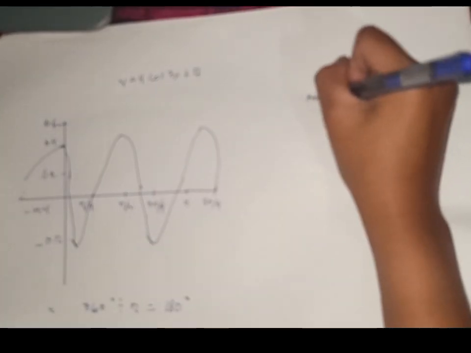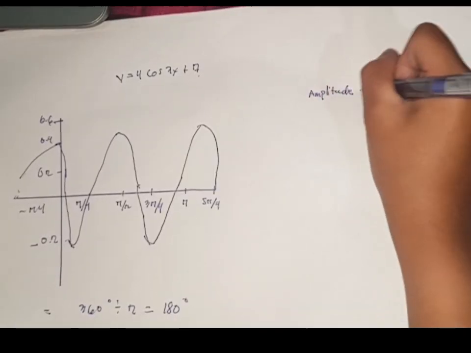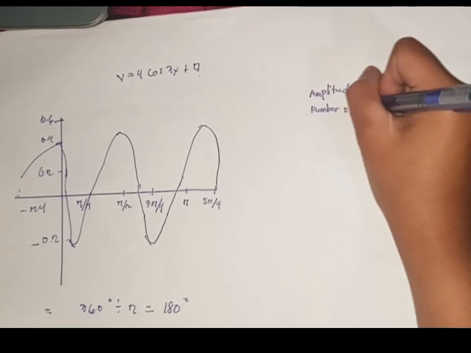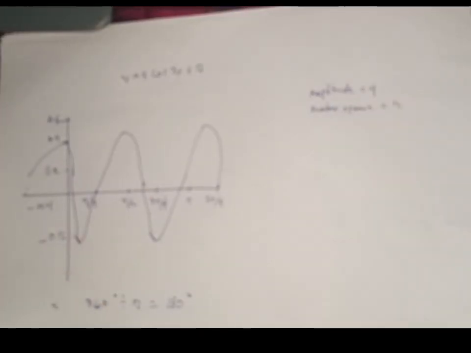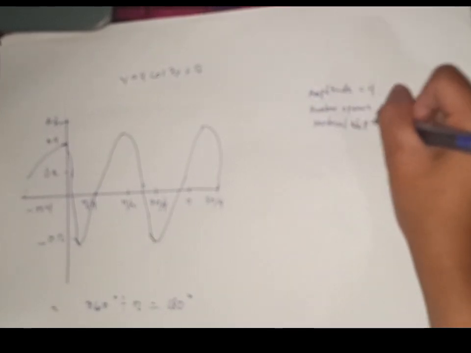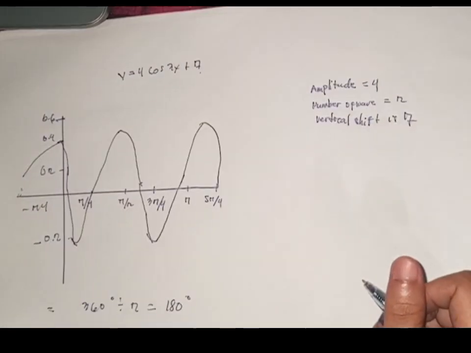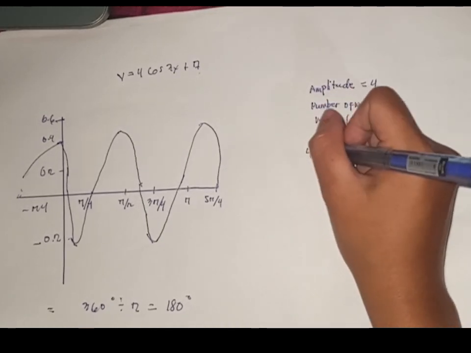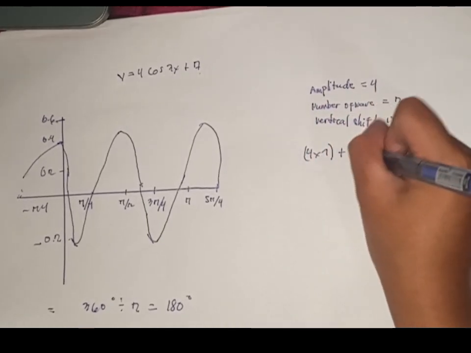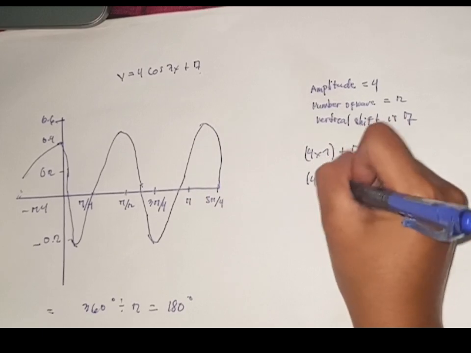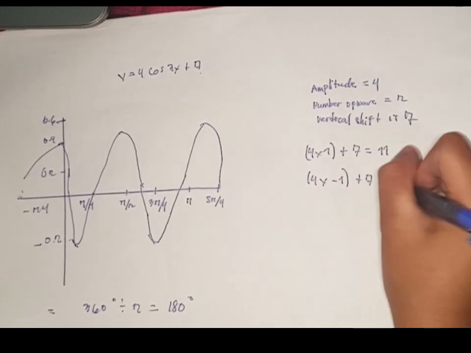Start here, the amplitude. The amplitude is equal to 4. The number of waves is 2. The vertical shift is 7. So the maximum turning point is when 4 times 1 plus 7 is equal to 11. And the minimum turning point is when 4 times negative 1 plus 7 is equal to 3.